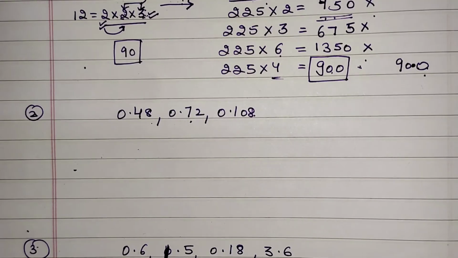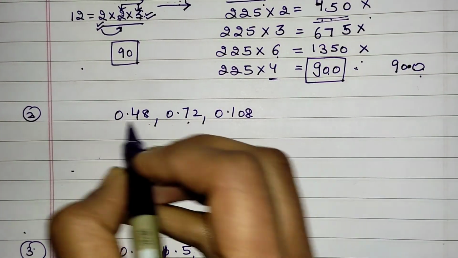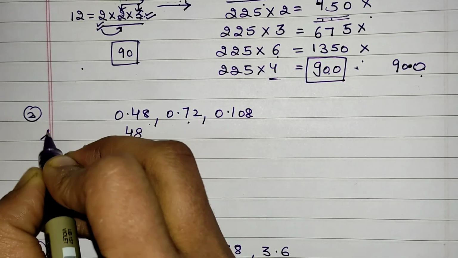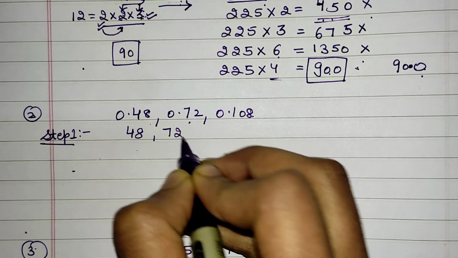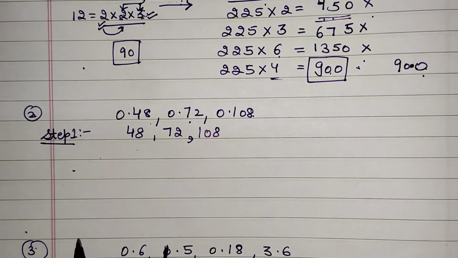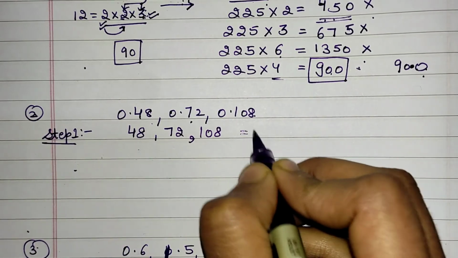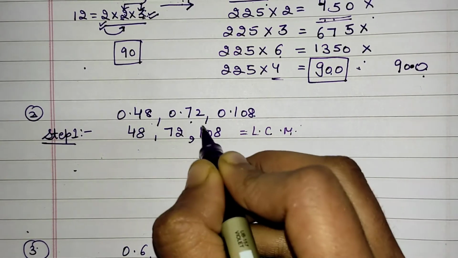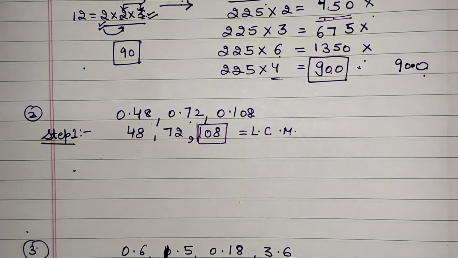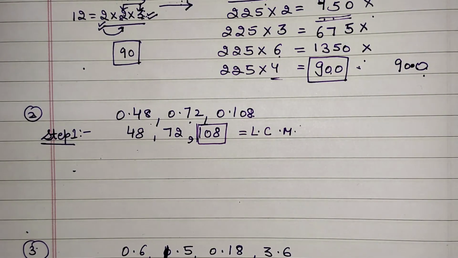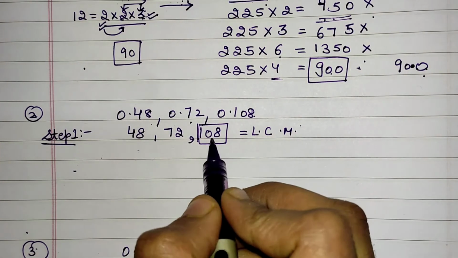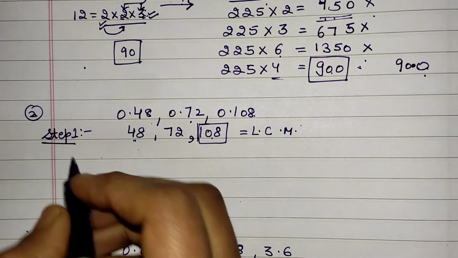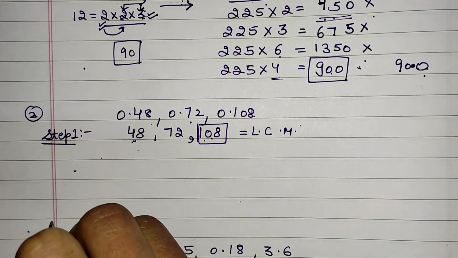Okay, so go with the next example now. My first step is that I convert all the values to numbers without decimals. In step number 2, I assume that this is my LCM, because this is my bigger number. 108 is my bigger number, so I assume that 108 is my LCM. Now I check whether 108 is divisible by 48 or not. No, 108 is not divisible by 48.